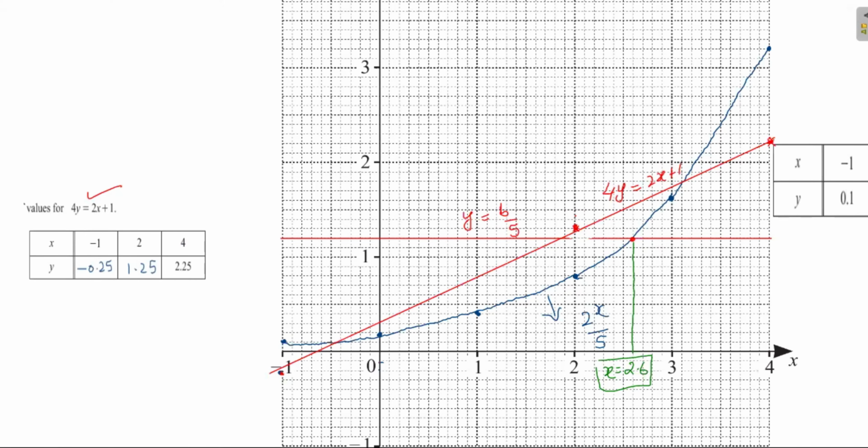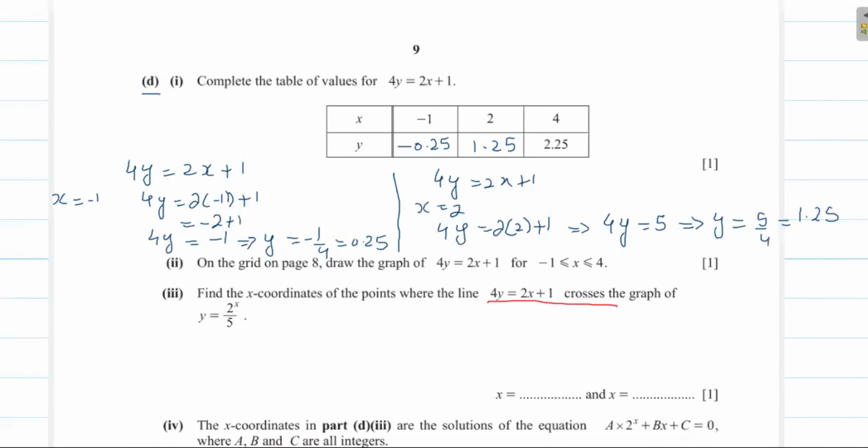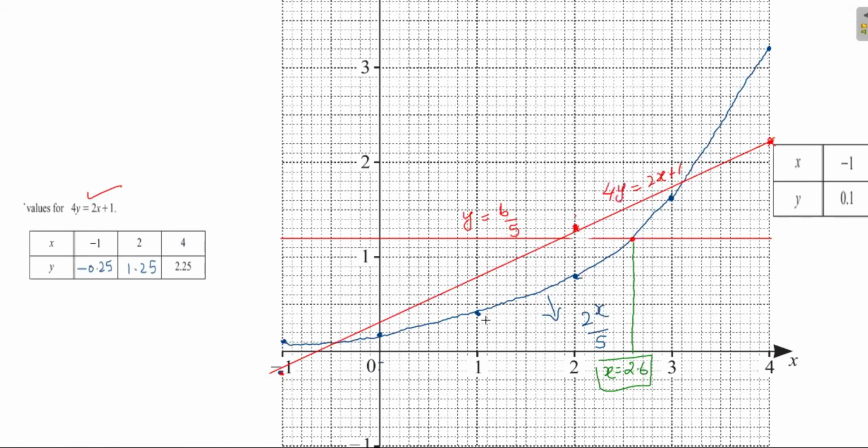Now we have to find the solution of this graph. When the line crosses the graph y equal to 2x, we have to find the value of x. Now you see here, at this point it crosses the curve, and at this point it crosses the curve, and this value is -0.5. We mark it here, and this value is 3.1, and this value is -0.5.